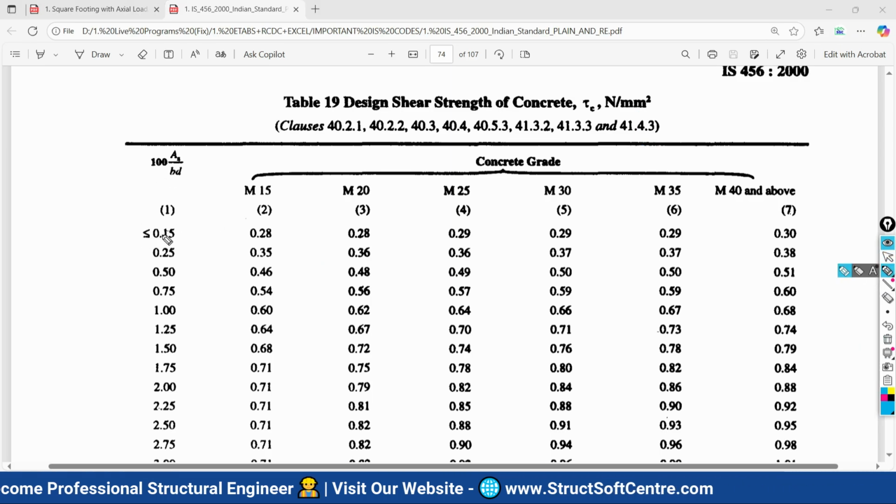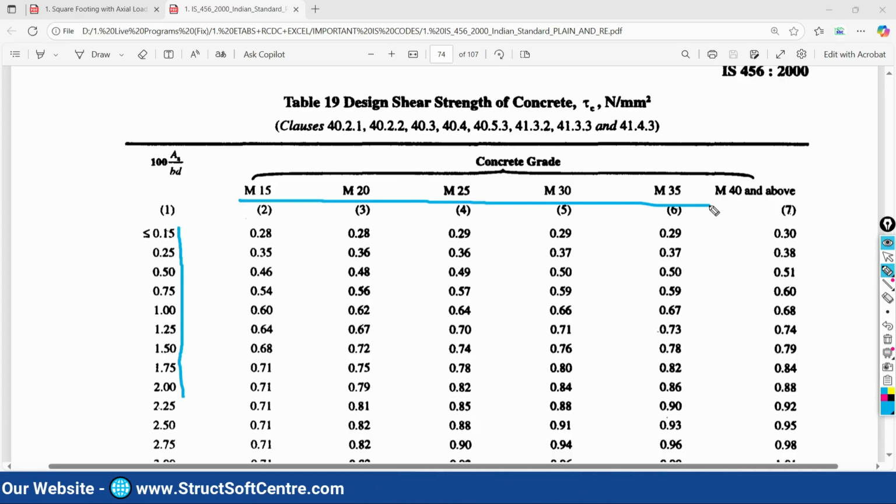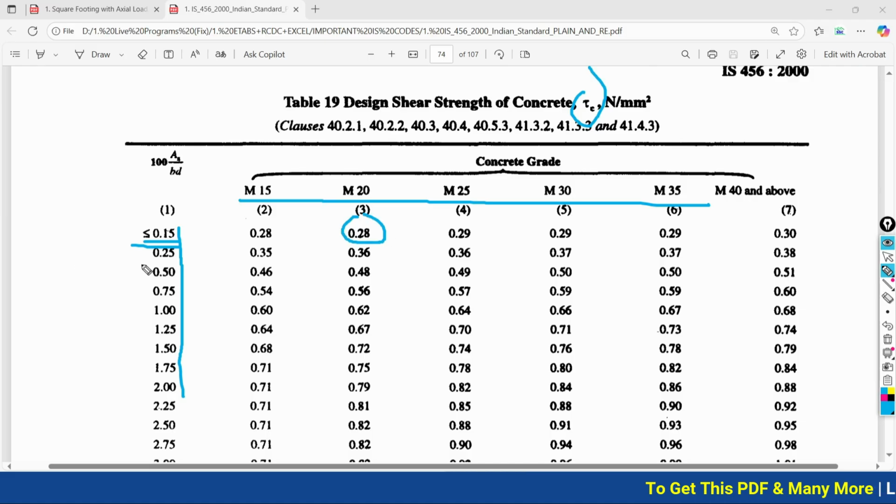So for different percentages of reinforcement available, and based on the grade of the concrete, the values are shown here. If your percentage of reinforcement is less than 0.15%, the critical capacity to be considered is 0.28. If your percentage of reinforcement is 0.25%, you should consider 0.36.